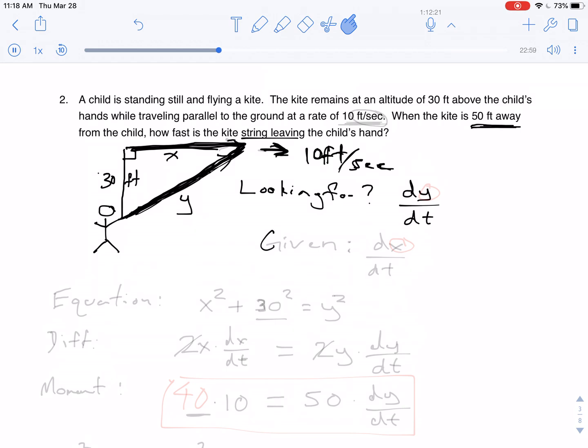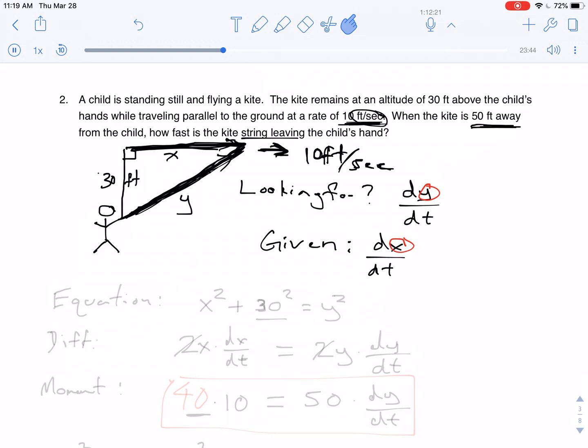We are given 10 feet per second. There's my rate. I understand that it's a rate because of the units involved, feet per second. That 10 feet per second tells us what the rate is, and we're traveling parallel to the ground at this rate. So this is my dx/dt. We are given dx/dt. So I now need to relate my two rates, y and x. I need to find an equation in terms of y and x alone.